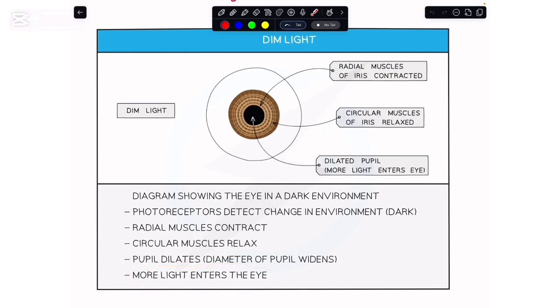So I hope you are very clear in understanding how the pupil reflex in the eye is accomplished when exposed to dim light or bright light.